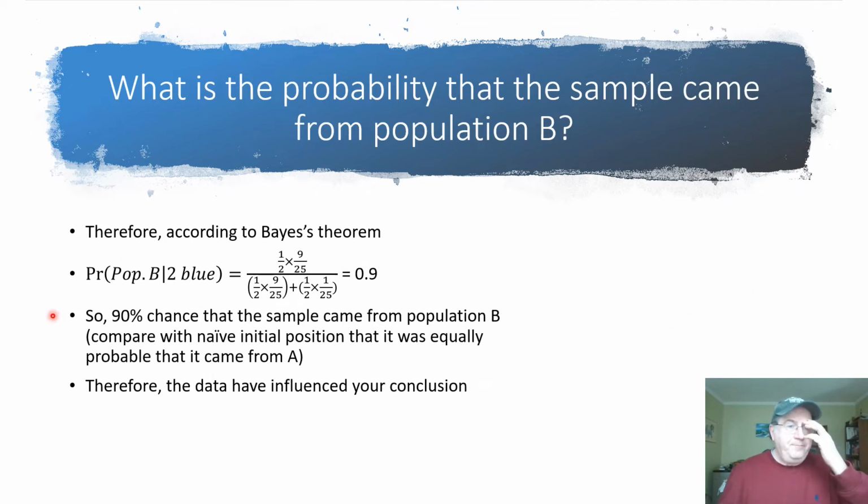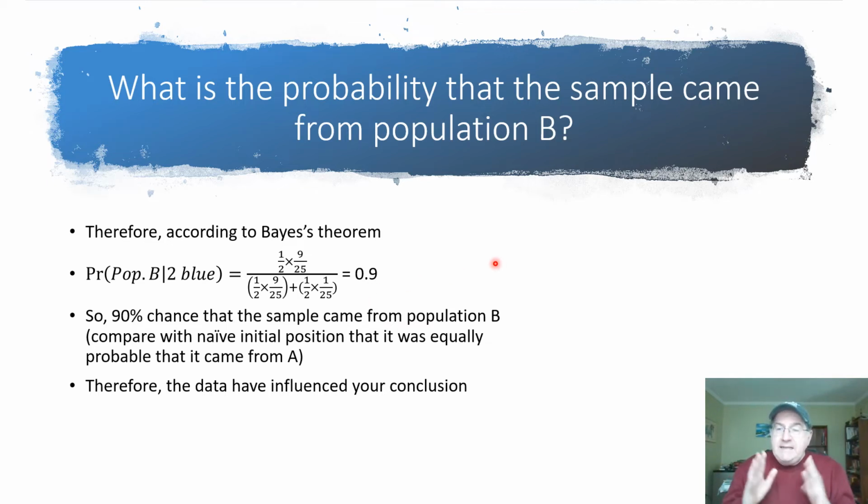So according to Bayes' theorem, the probability of the hypothesis that they came from population B, given that we have two blue-eyed parrots, is equal to the prior that they came from population B, 1/2, times 9/25, divided by, and here's the sum, here's the probability of the data in its full form. This is population B, and this is population A here. If you do the math, I haven't done the math recently, I hope it works out. That comes out to 0.9.